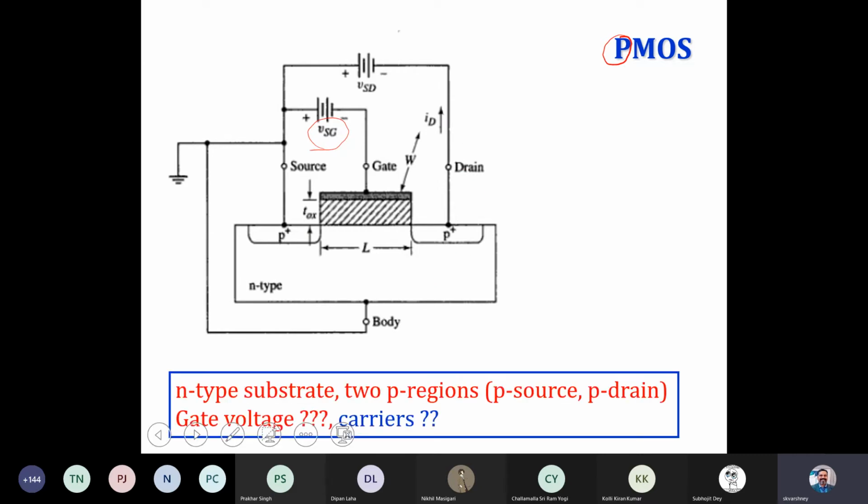So that's, I think, the entire thing: two P regions, P source and P drain, gate voltage negative, all right. And carriers, this is simply a question for you, this is the holes. The answer is holes here.